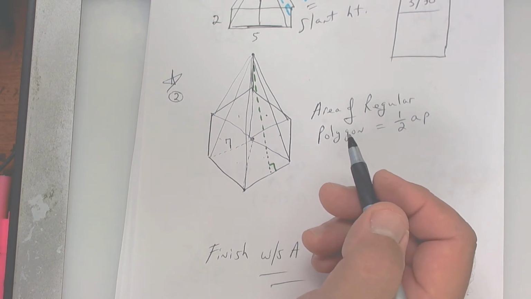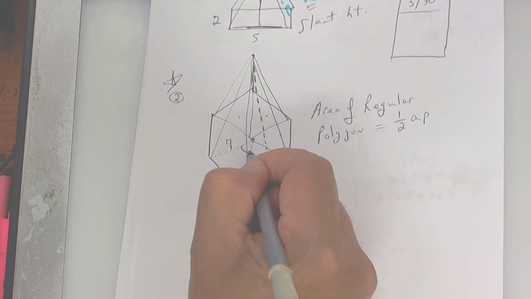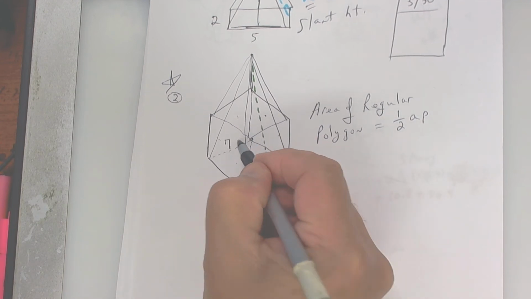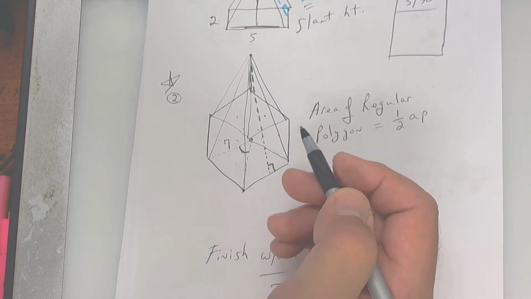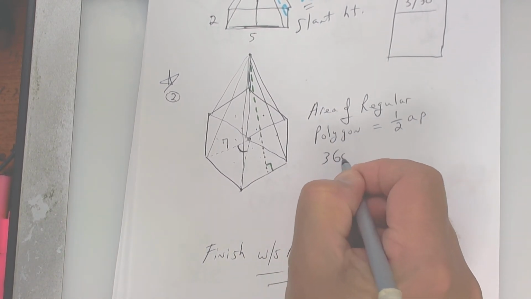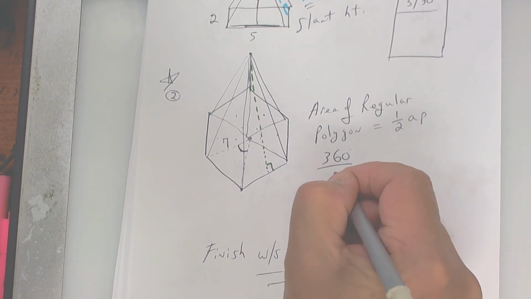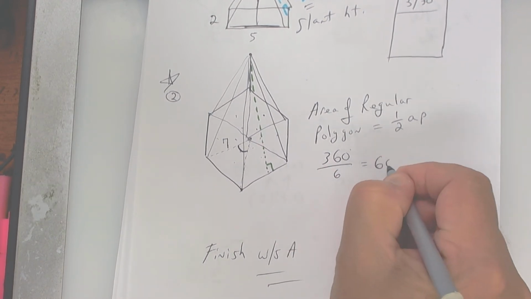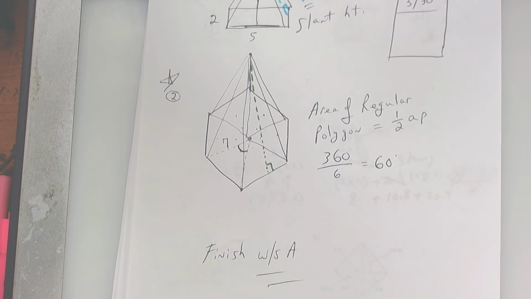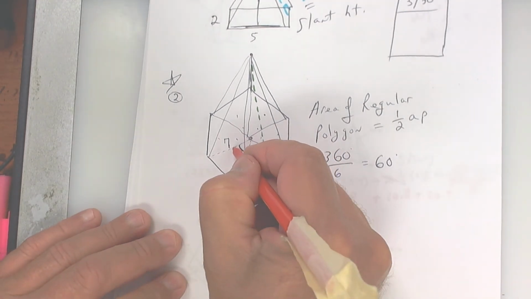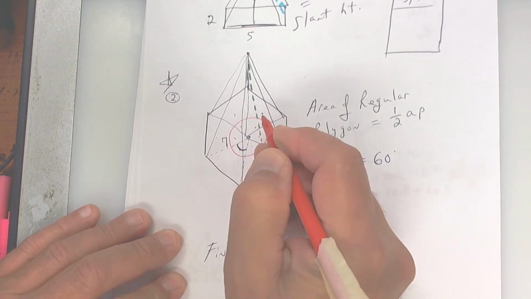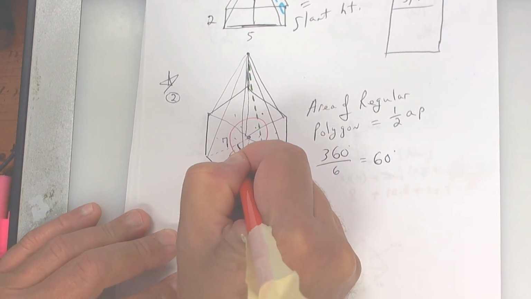Now the way you would do that is you would get this upper angle here. So you have 1, 2, 3, 4, 5, 6 angles. So you have 360 divided by 6 equals 60 degrees. So each one of those upper angles is 60 degrees. And it's real important that you understand how I got that 60 degrees. I took the whole circle and I divided it by 6. So this is 60 degrees.